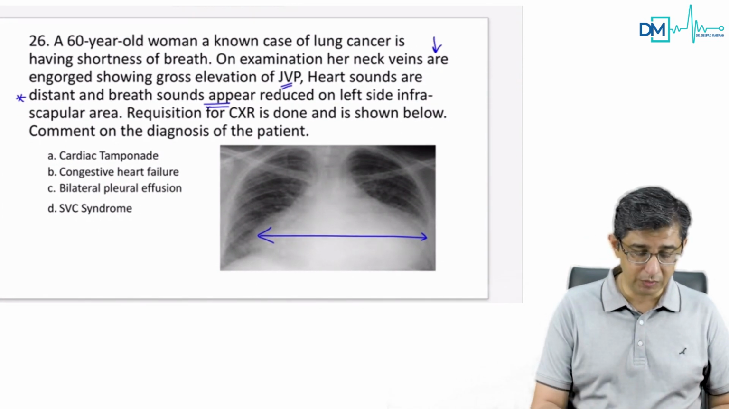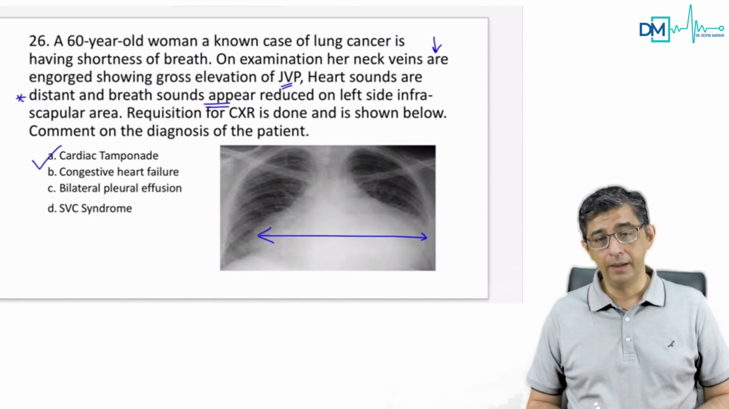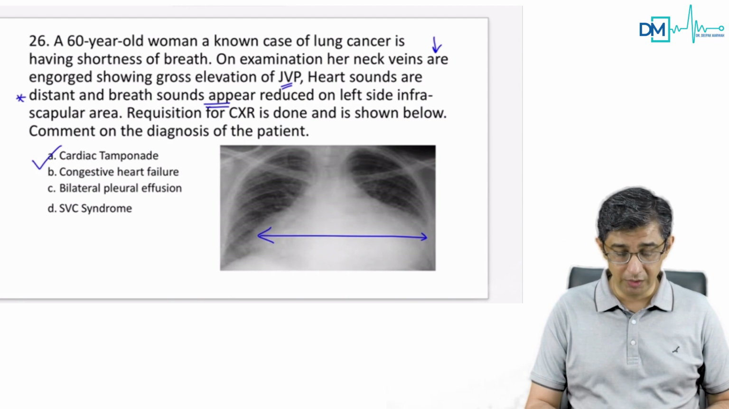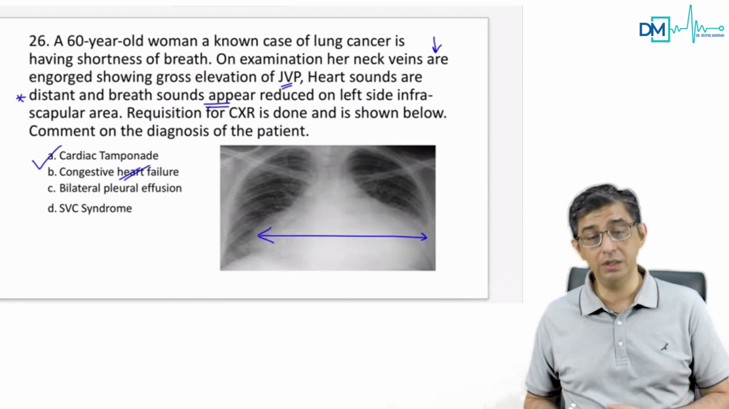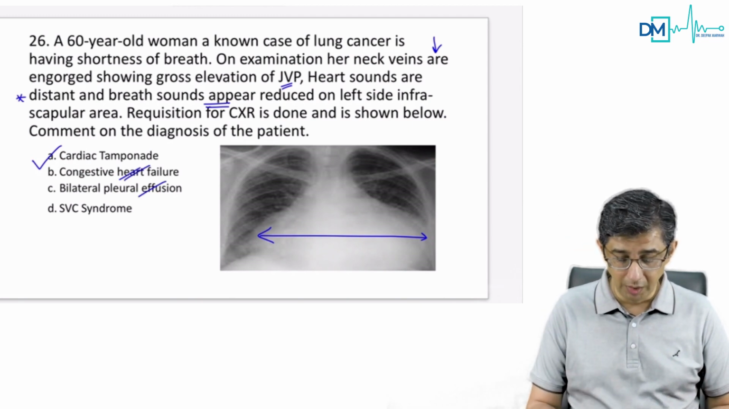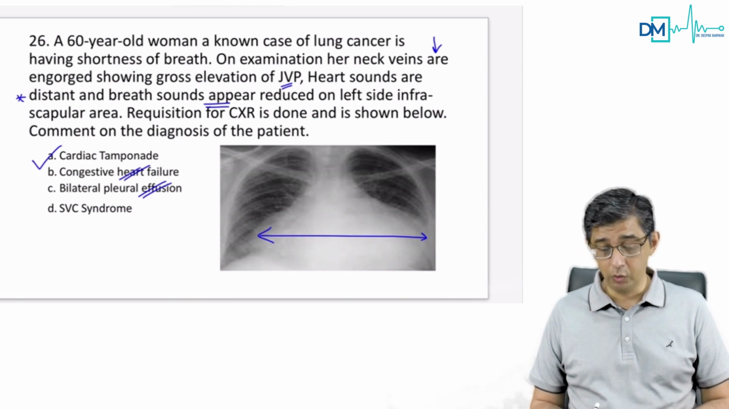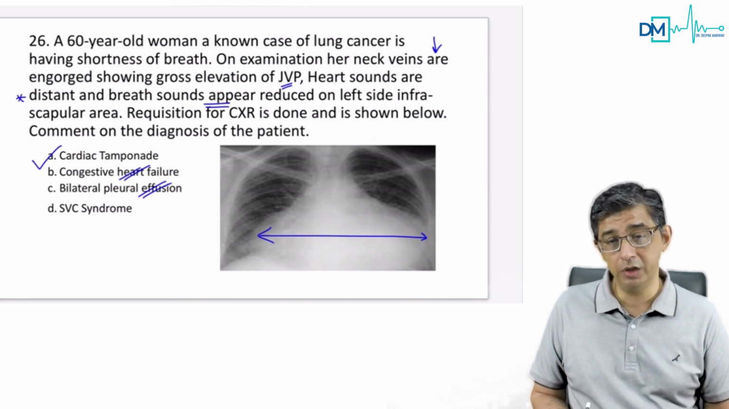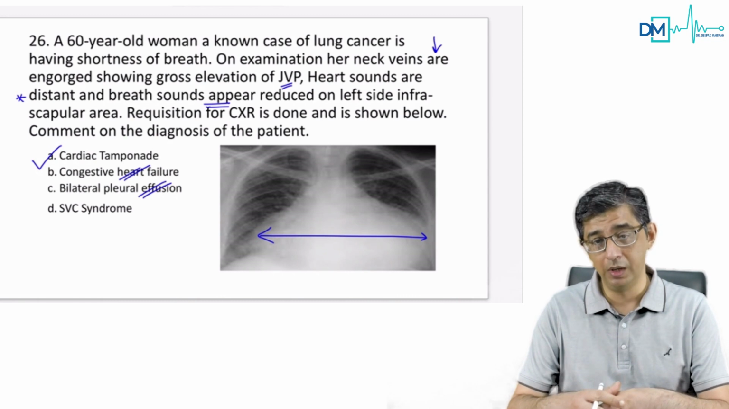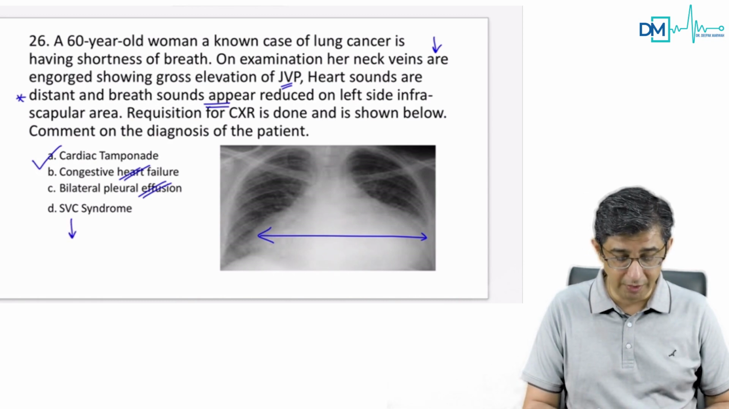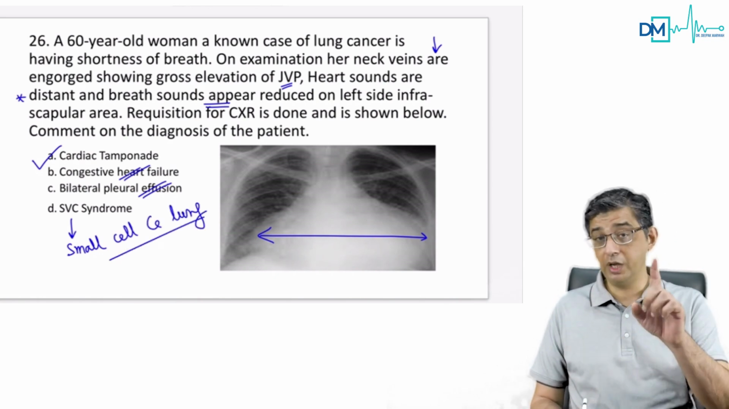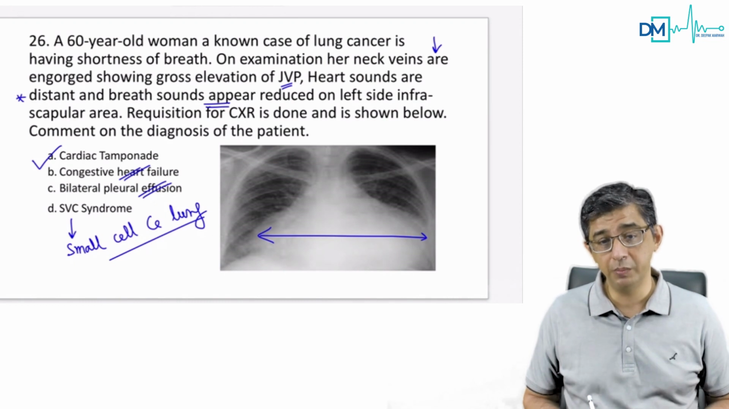The correct answer to this question is cardiac tamponade. Congestive heart failure: there are no risk factors for heart failure, so I'm ruling that out. Bilateral pleural effusion: I can see the CP angle, so I'm ruling that out. SVC syndrome, yes, that could be a possibility, but in SVC syndrome there must be a mass pressing on the heart. SVC syndrome is more common with lung cancer, right? I think that's a different MCQ that you know. Small cell lung cancer causes superior vena cava syndrome. Even that will cause an elevated JVP in the person.